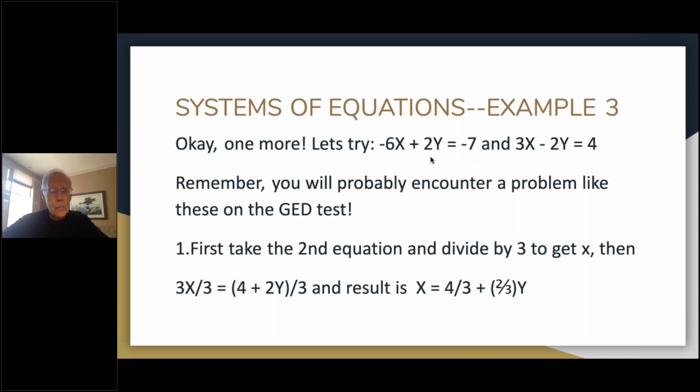Let's try one more. Let's try minus 6x plus 2y equals minus 7, and 3x minus 2y equals 4. This is a little more complicated. But remember, going through these examples and understanding how they work is going to help you solve a problem like this on the GED test. And they will have a systems of equations problem on the GED test. I pretty much guarantee that.